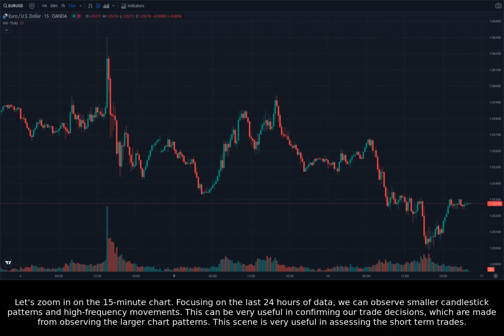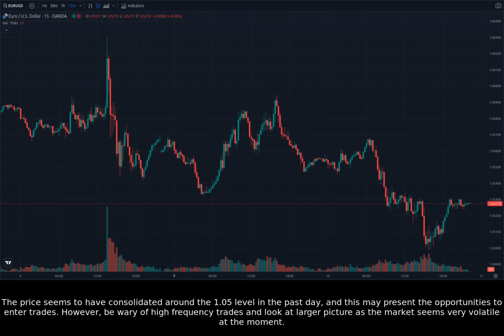Let's zoom in on the 15-minute chart. Focusing on the last 24 hours of data, we can observe smaller candlestick patterns and high-frequency movements. This can be very useful in confirming our trade decisions, which are made from observing the larger chart patterns. This scene is very useful in assessing the short-term trades.